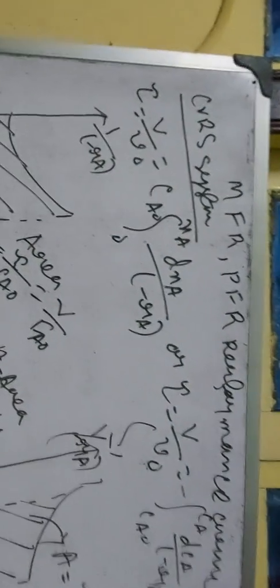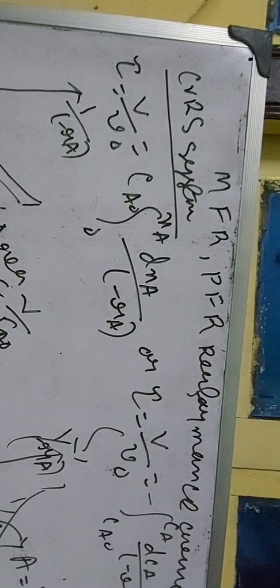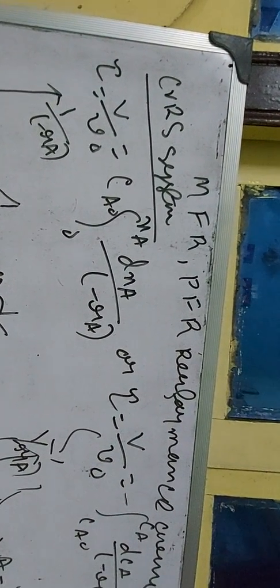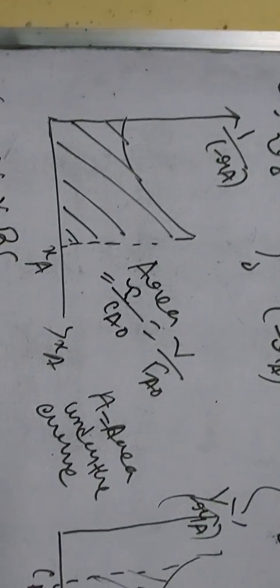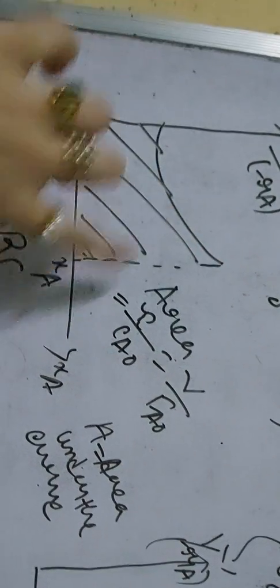So again I am repeating the formula for CVRS. Tau is equal to V by V naught is equal to CA naught integral from 0 to X of dXA by minus RA. So what is the graph? In the y-axis 1 by minus RA, in the x-axis XA. The graph will be from here to here, that is the area. Area is equal to tau divided by CA naught, that is equal to V by FA naught.